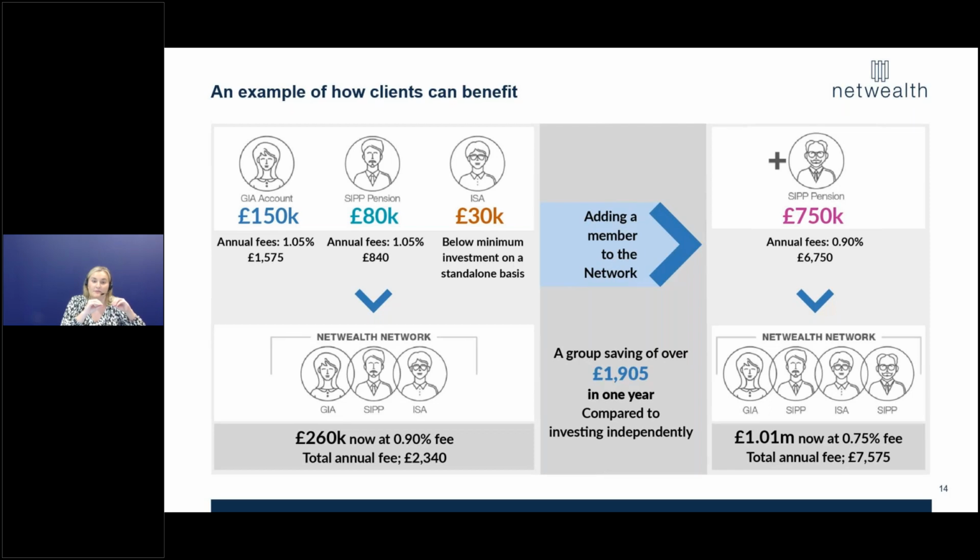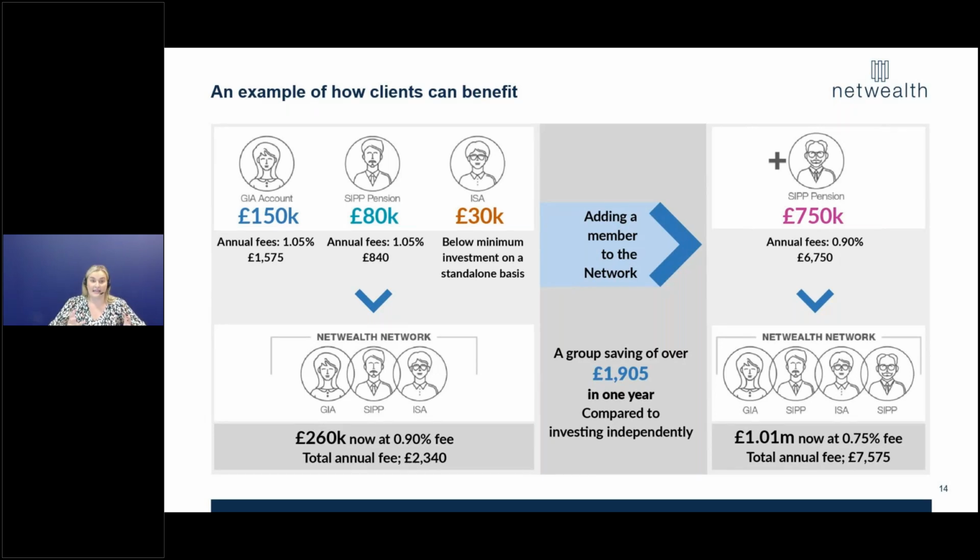Individually, these clients would pay 1.05% to invest with Netwealth, as they'd be on the 0.75% fee band on an individual basis. And their son over there with the £30,000 ISA does not reach our investment minimums, and so on a standalone basis would not be eligible to open an account with Netwealth.